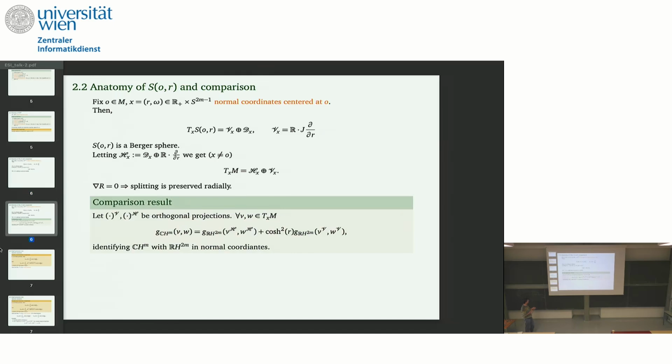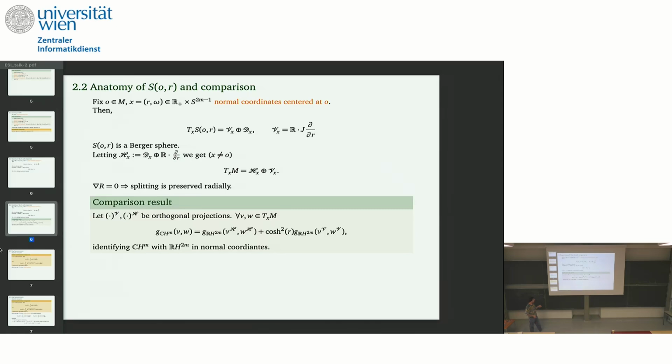Because if now I call superscript v and superscript h the orthogonal projection of the vector in the vertical and horizontal component, I can express the complex hyperbolic metric in terms of the real hyperbolic metric in the horizontal component, and then you have this factor correcting the curvature in the vertical component, where I'm identifying the complex hyperbolic space with the real hyperbolic space in normal coordinates. So you take the normal coordinates on one side, the normal coordinates on the other side, up to the choice of directions. You can identify them, right? Both of them are diffeomorphic to R^n. And so you have this very nice comparison result.